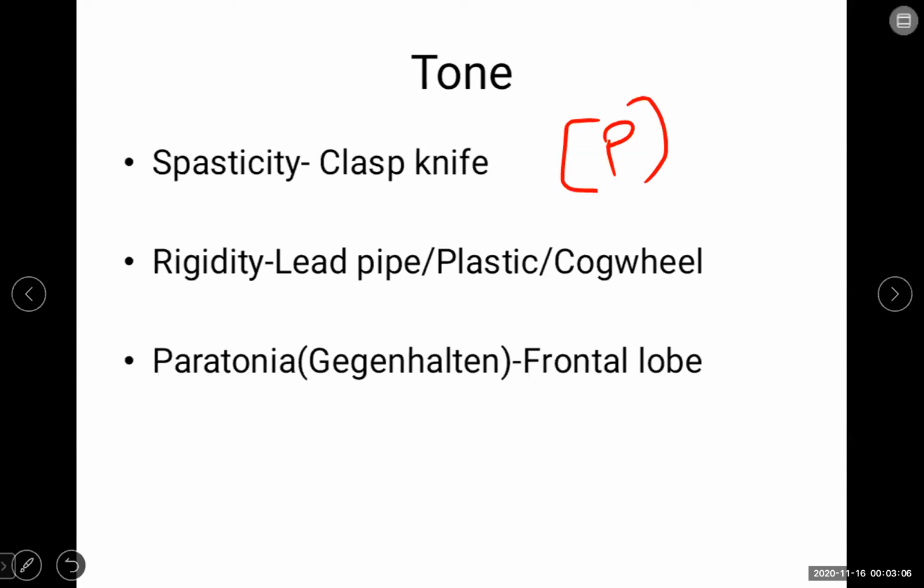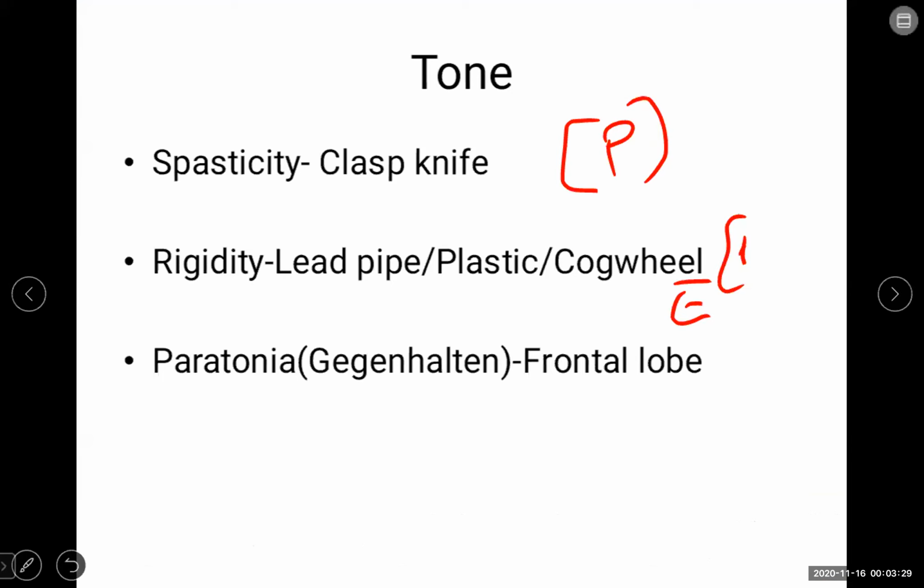It's typically said to be a lead pipe, plastic, or cogwheel type. The idea is it's seen mostly in extrapyramidal lesions. So in rigidity, there's an equal increase in tone of both your flexors and extensors. So it tends to have a uniform resistance throughout the range of movement.